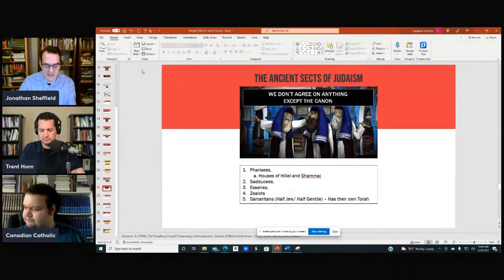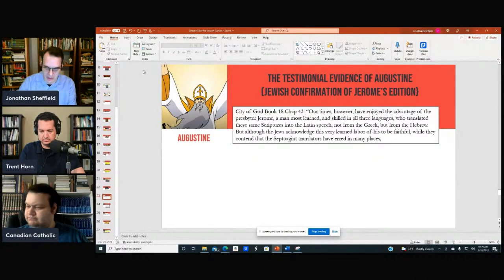Even the testimonial evidence available to us from relevant and notable historians further corroborates this form of the Jewish canon. Despite Augustine's opinion on the matter, he did confirm that the Jews of his day found Jerome's labors to be faithful representatives of their Orthodox canonical tradition.